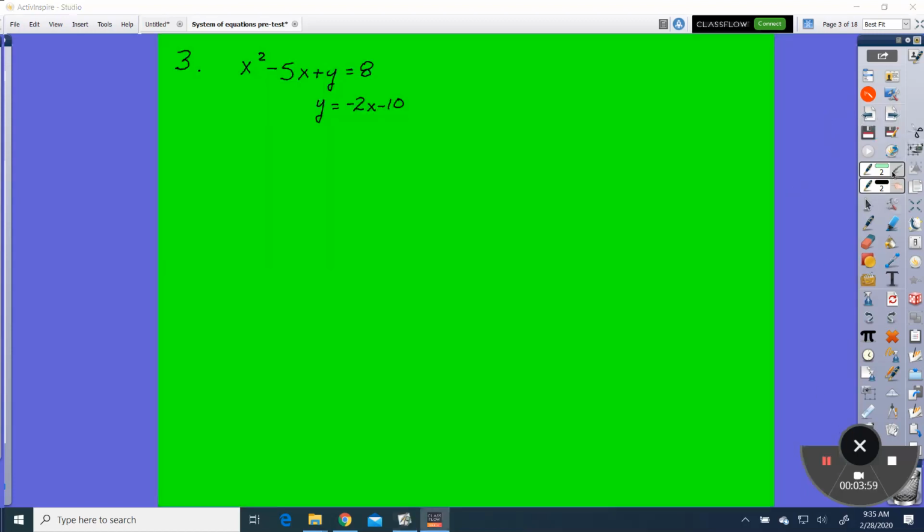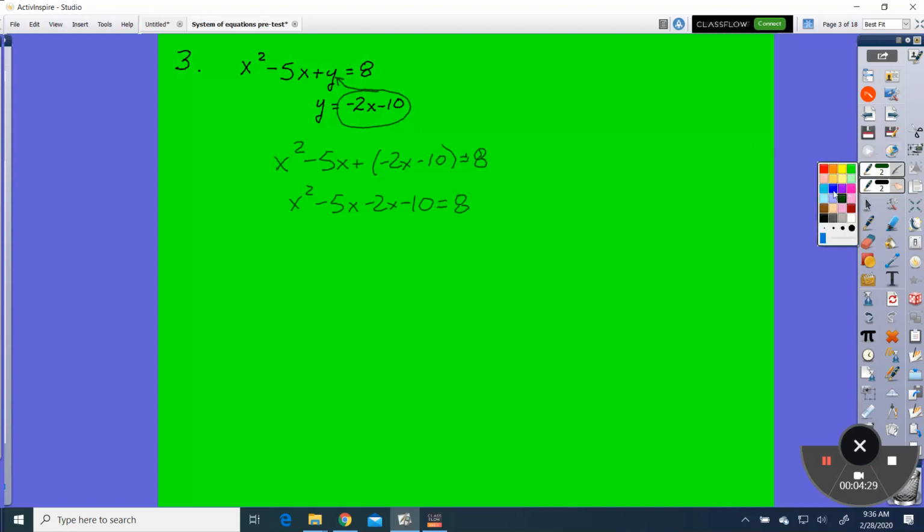So question number 3 is all set up for you to do. You're just going to take this y equals and plug it in for that y. So you have x squared minus 5x plus negative 2x minus 10 equals 8. So I have x squared minus 5x plus a negative is still a negative, plus another negative is still a negative. In other words, I can just drop the parentheses.